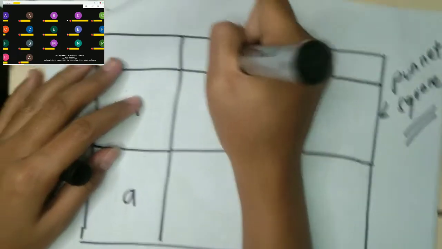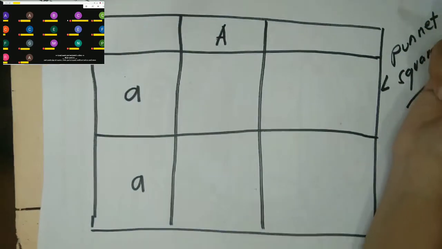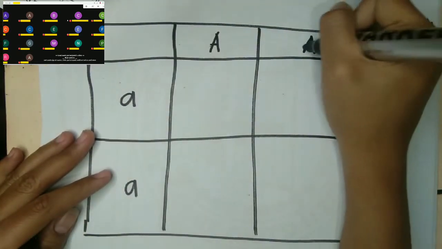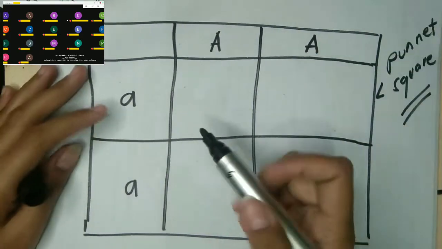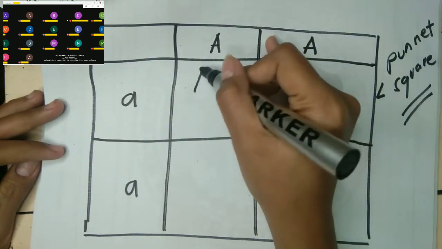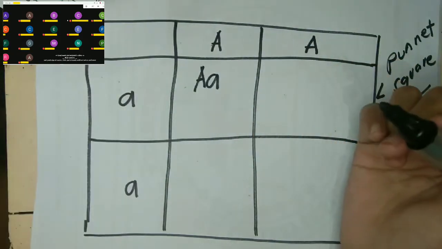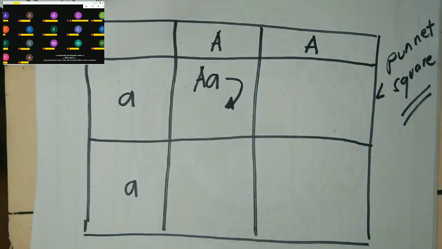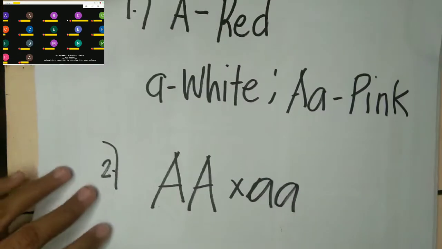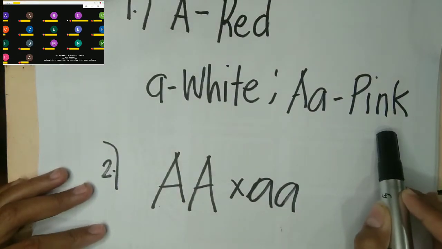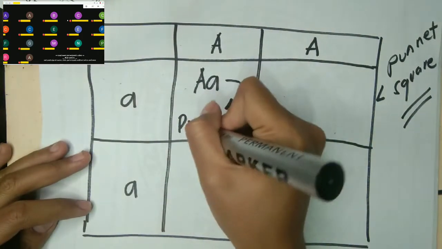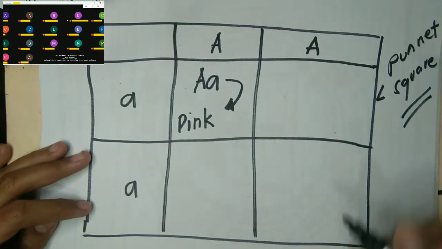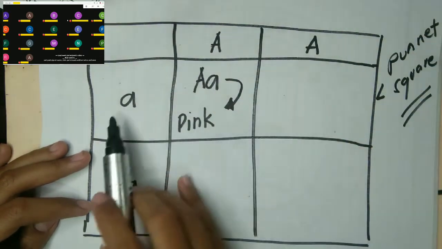So we have to put the white flower, which is the recessive trait, on the side, and the dominant trait, a red flower, double capital A, on the top. So dominant and recessive, we have capital A and small letter a, which results to what? What color? We have color pink. Okay, very good. We have an offspring of pink flower.